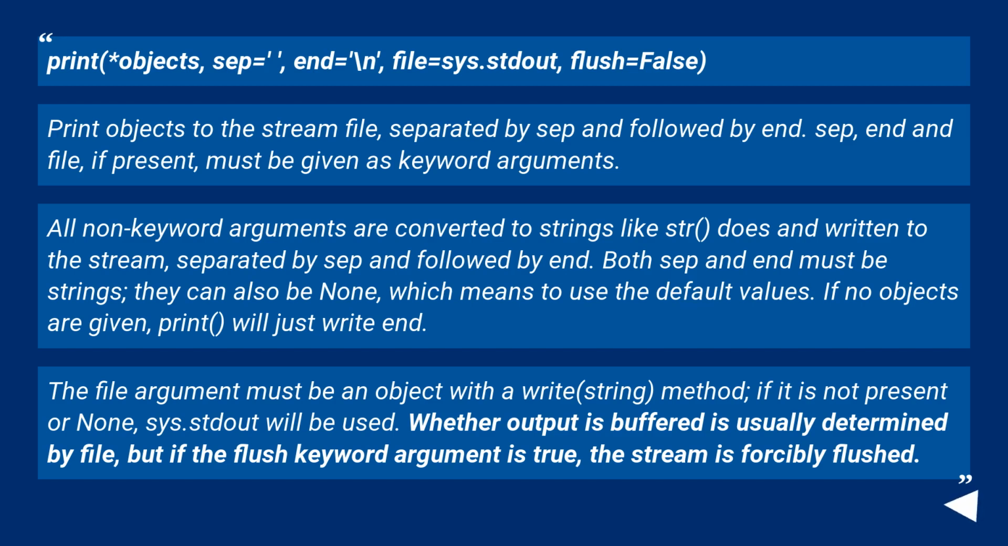The file argument must be an object with a write(string) method. If it is not present or None, sys.stdout will be used. Whether output is buffered is usually determined by file, but if the flush keyword argument is true, the stream is forcibly flushed.